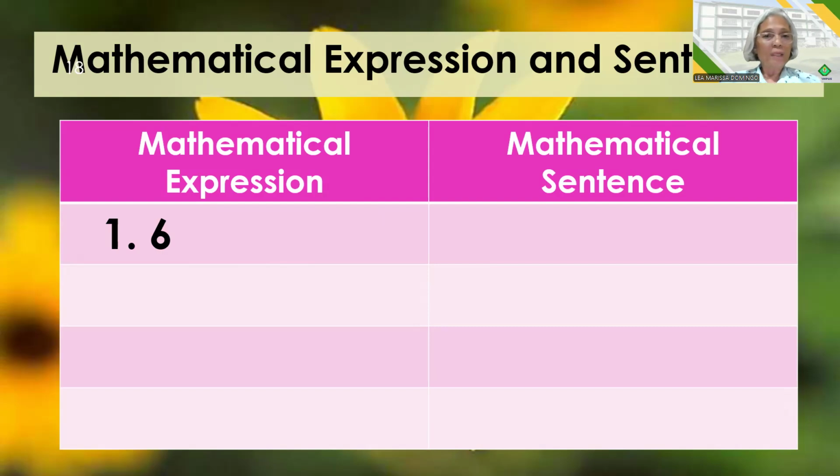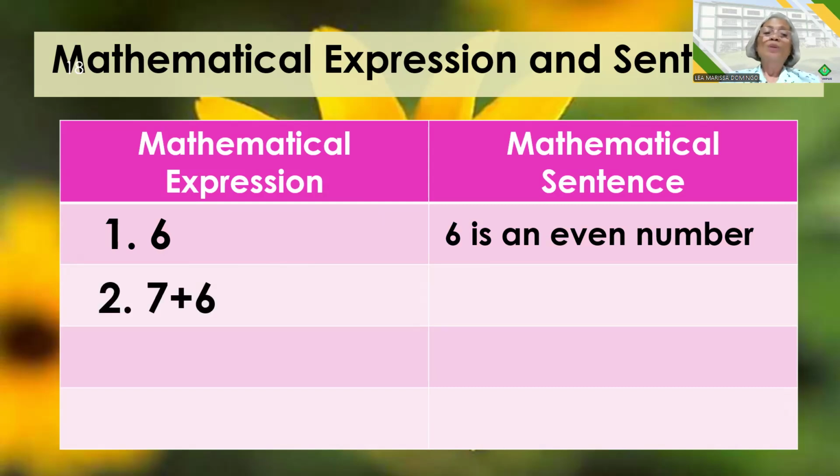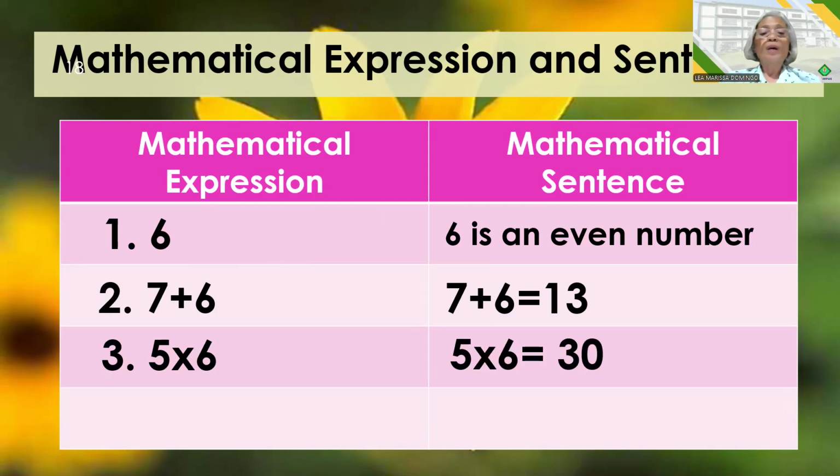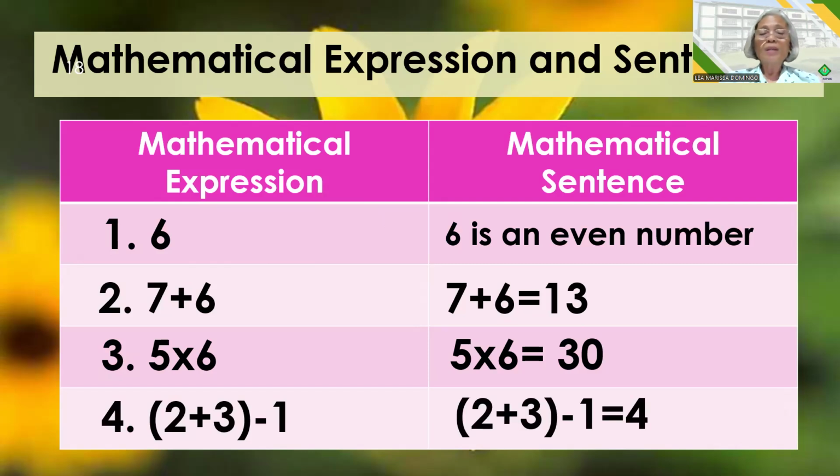So, halimbawa ng mathematical expression, 6. Paano siya magiging sentence? 6 is an even number. So, it has a complete thought now. 7 plus 6 is a mathematical expression. 7 plus 6 is equal to 13. So, that's a complete thought. So, it is a mathematical sentence. 5 times 6 is an expression, whereas 5 times 6 equals 30 is a mathematical sentence. And finally, the quantity 2 plus 3 minus 1 is an expression, whereas the quantity 2 plus 3 minus 1 equals 4 is a mathematical sentence.